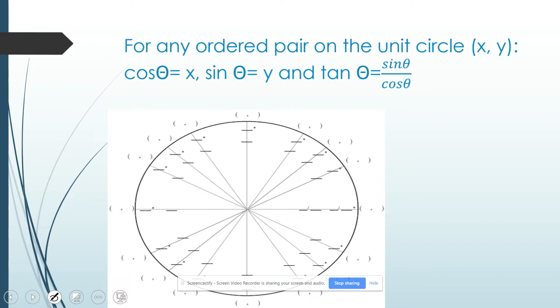When we're looking at the unit circle and we start our next process, cosine is always going to be in our x direction. Sine is always going to be in our y direction. And tangent can be found by doing sine over cosine, or y over x.